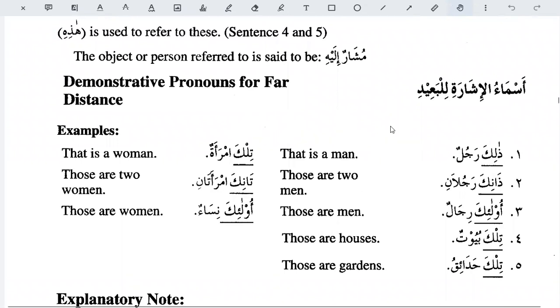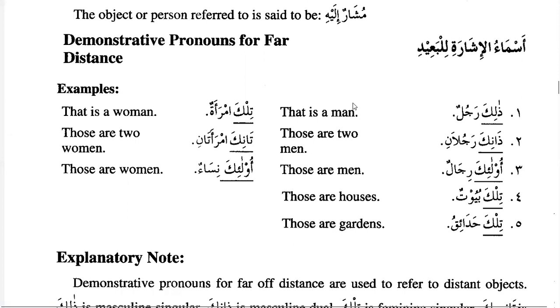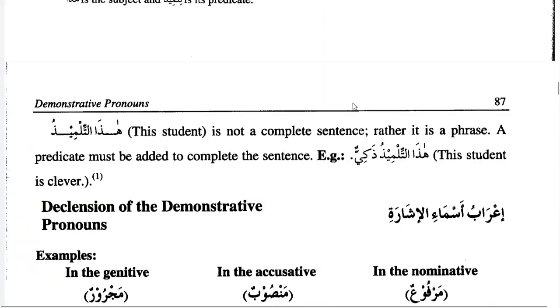Here we have many sentences. Tell me Musharun Ilai from these sentences. Okay. Dhalika rajul, Musharun Ilai would be rajul. Because we're referring to the rajul. Tilka imra'atun. Imra'atun is the Musharun Ilai. Tilka is Ismu Ishara. Okay. Dhanika rajulani. The rajulani is the Musharun Ilai. And Dhanika is the Ismu Ishara lil ba'id. Tanika imra'atani. Imra'atani is Musharun Ilai. Okay, got it. Next. Read the next point.